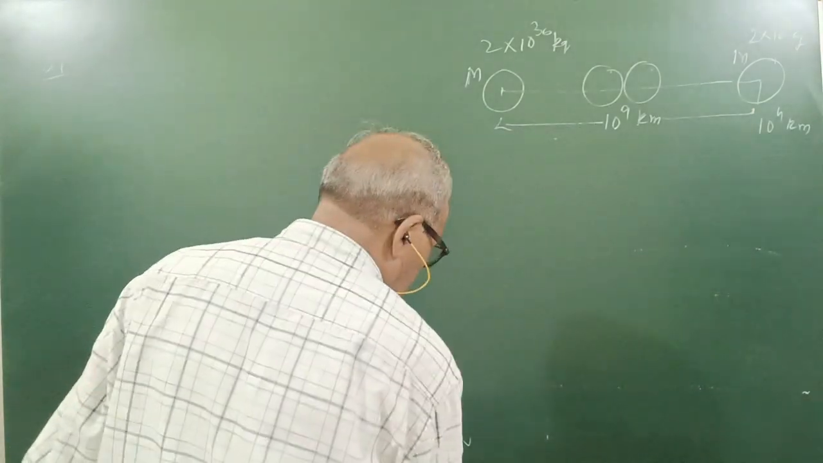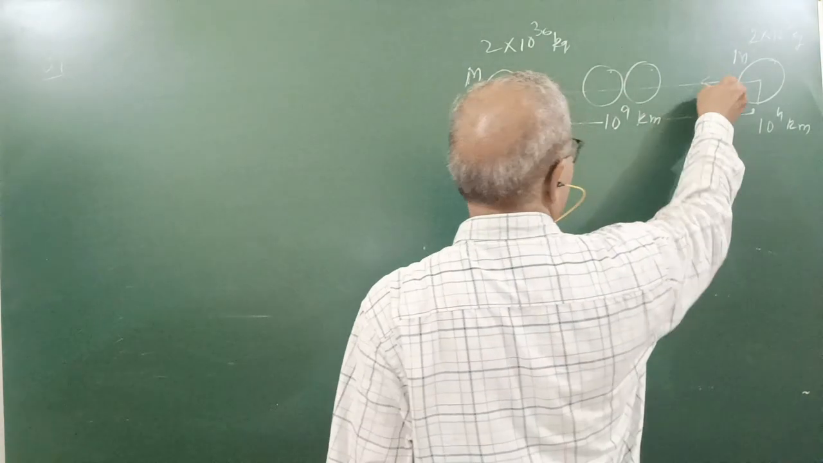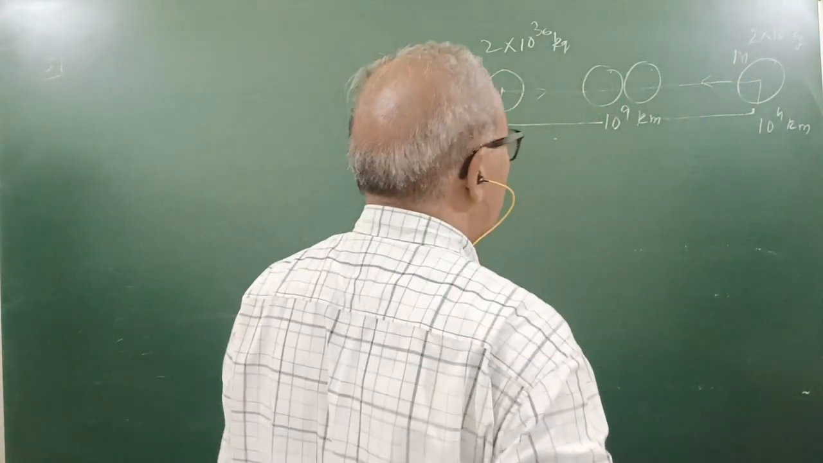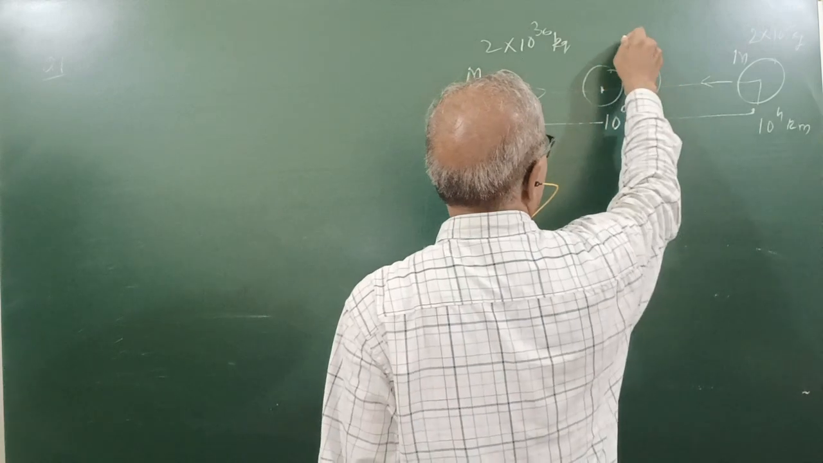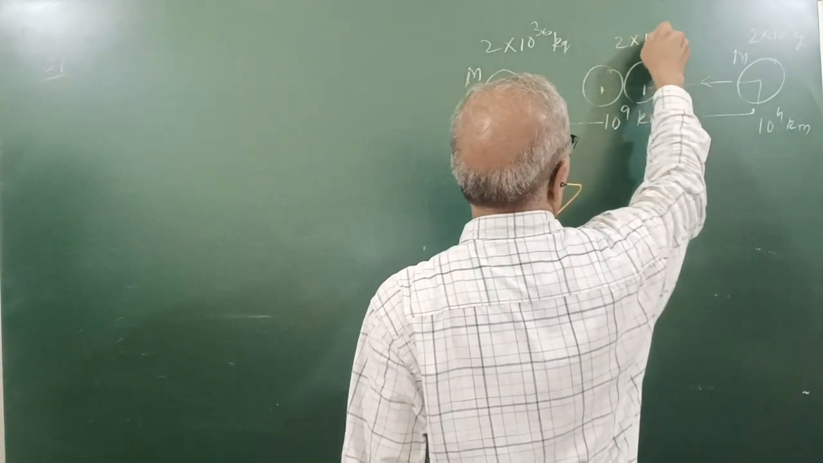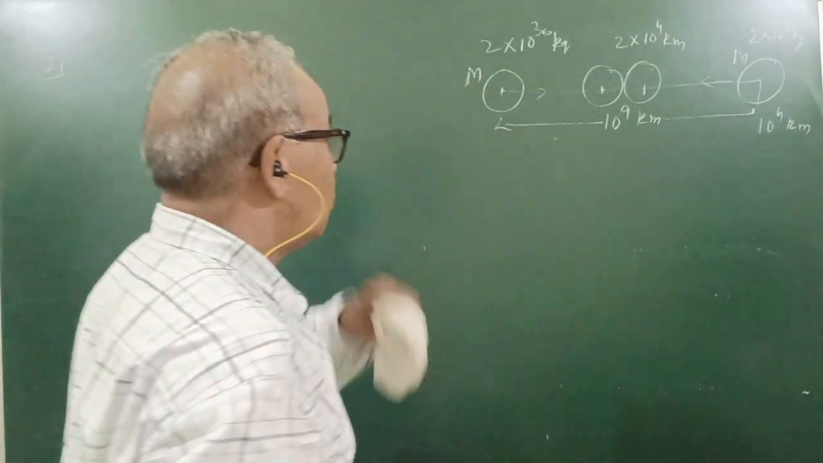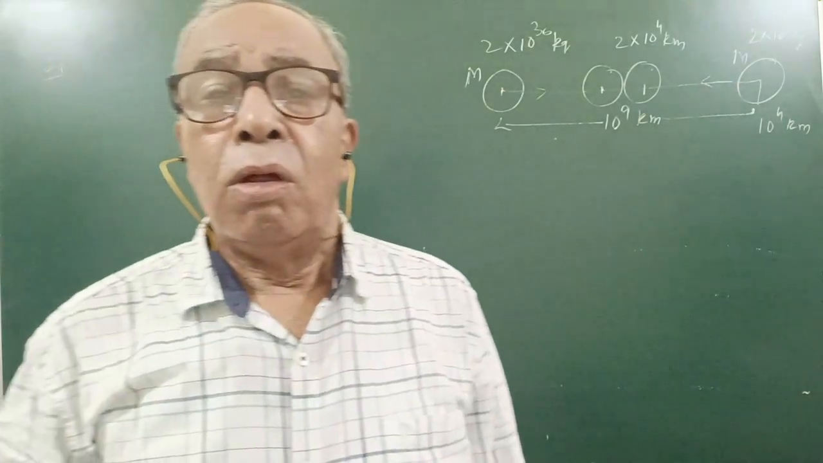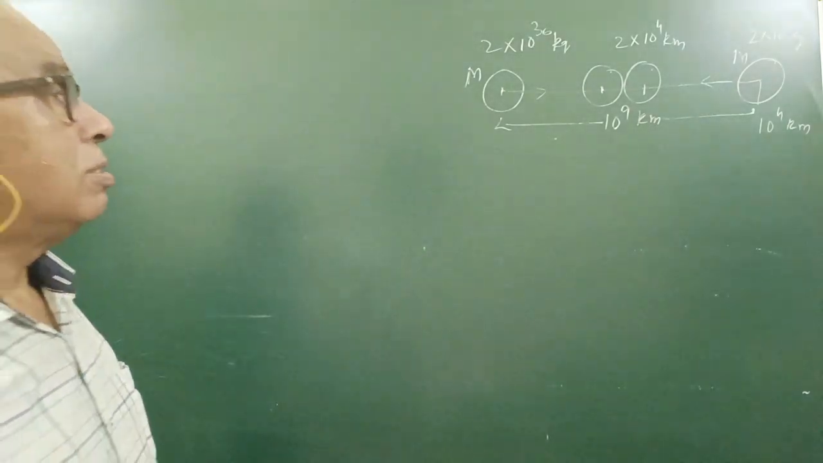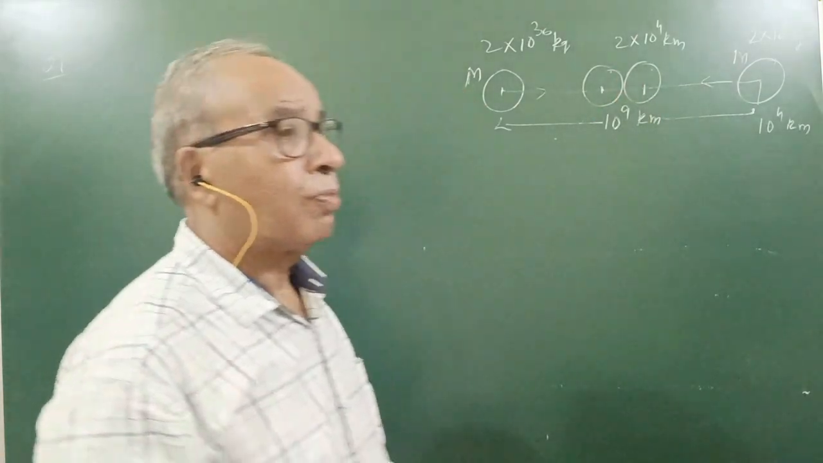And due to force of attraction, they move here. And when they collide, the distance between their centers becomes 2 into 10 to the power 4 kilometers. So when they reach here, just before colliding, which energy will be there with them? The kinetic energy and their potential energy.